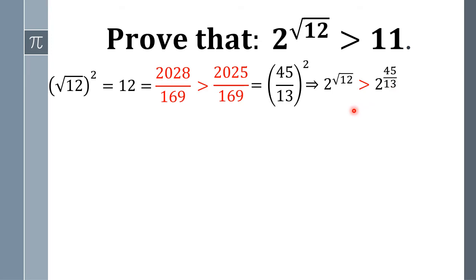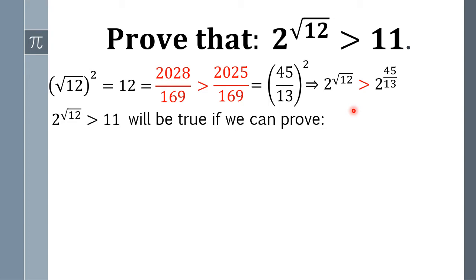This is exactly what we want, because from here, if we want to prove 2 to the power of square root of 12 is larger than 11, we just need to prove 2 to the power of 45 over 13 is larger than 11. If the rational approximate that we find is proven to be larger than square root of 12, then unfortunately we might need to find another one. Okay, let's go back.